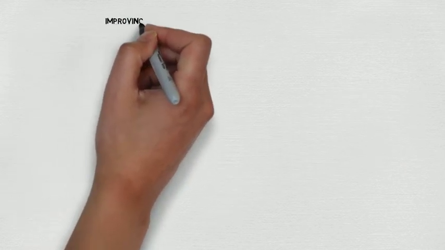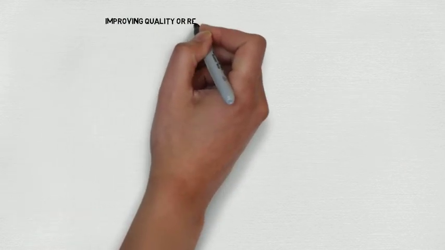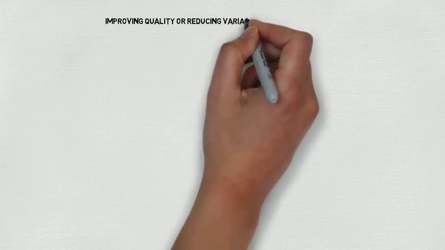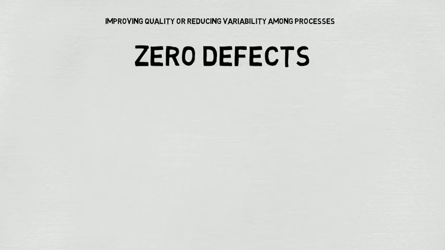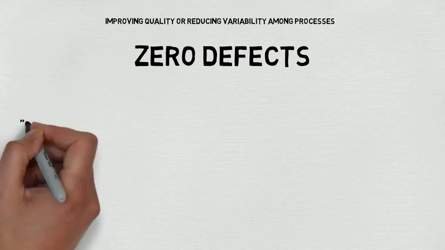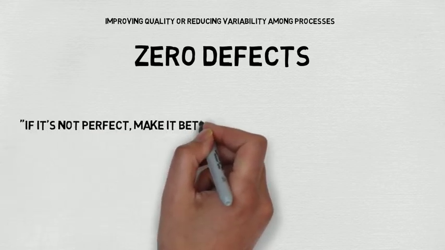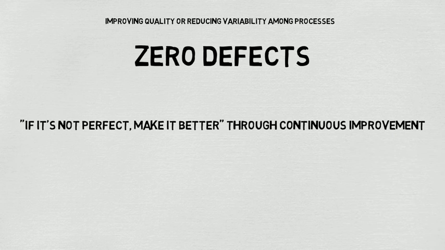The third principle of just-in-time lean operations and Toyota production systems is improving quality or reducing variability among processes. The goal in just-in-time is 0 defects. That means absolutely no defects produced. While traditionally we tried to get a defect rate as close to 0% as possible. However, with the just-in-time viewpoint, our view is if it's not perfect, make it better, through continuous improvement.